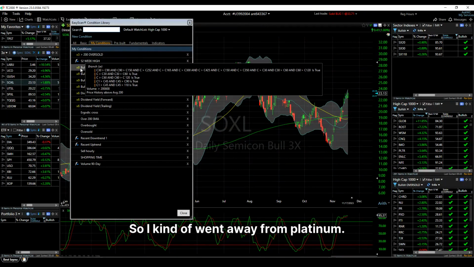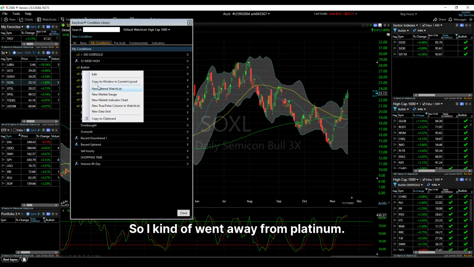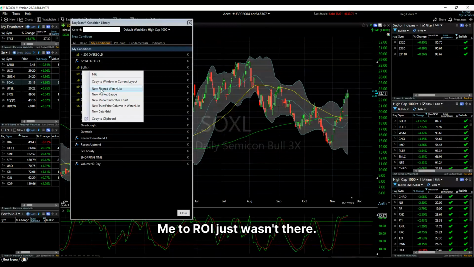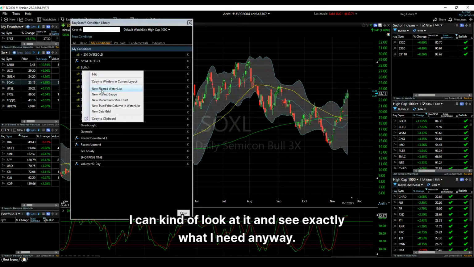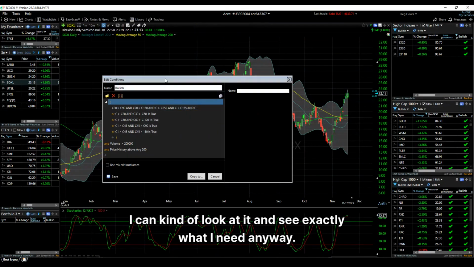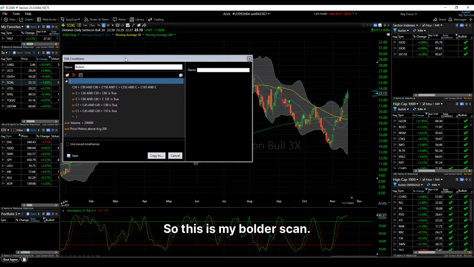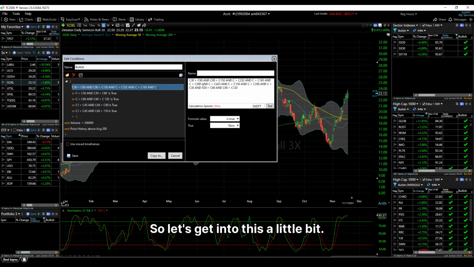So I kind of went away from Platinum. Platinum will cost you close to $100 a month. For me, the ROI just wasn't there. I can look at it and see exactly what I need anyway. So this is my bullish scan. So let's get into this a little bit.